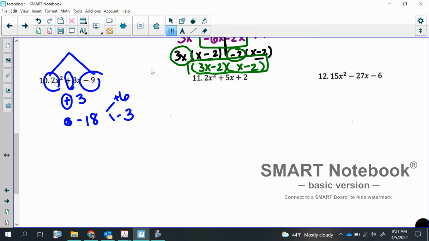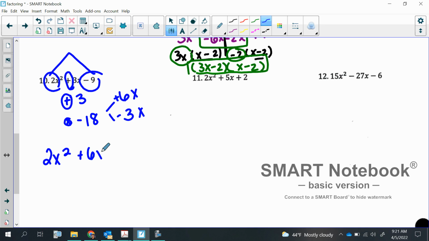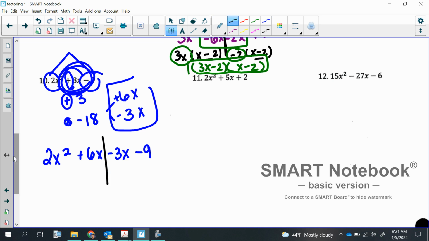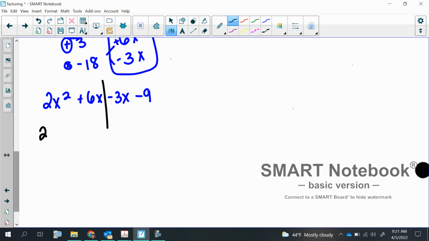Again, whatever these two numbers are, you put x's next to them. You're going to replace the plus 3x with plus 6x minus 3x minus 9. You're going to now split it and factor by grouping. If I pull out a 2x from here, I'll be left with x plus 3. Here, I can pull out a negative 3, and I'll be left with x plus 3. If you do it correctly, the parentheses should be the same.